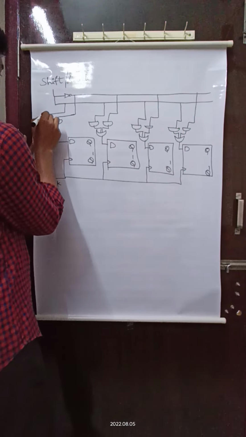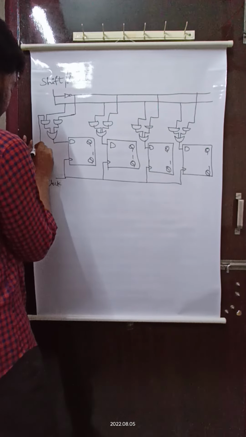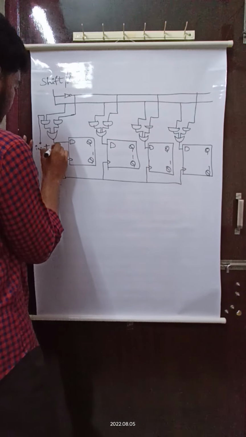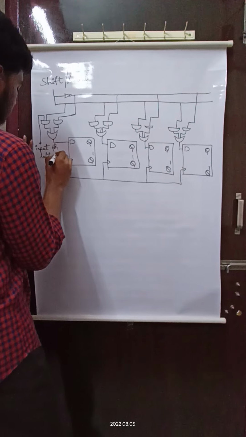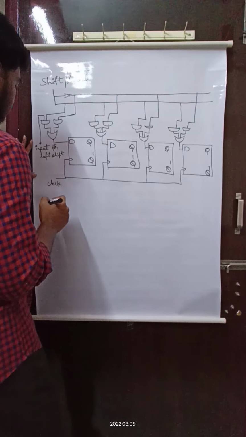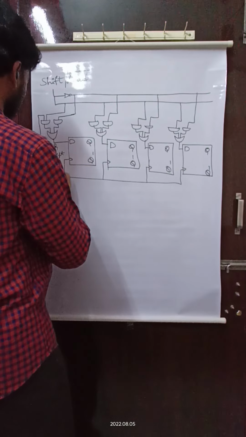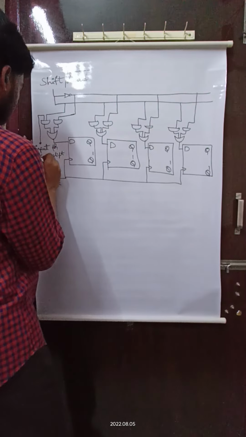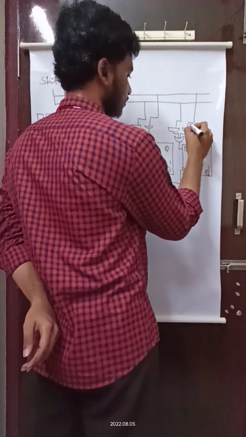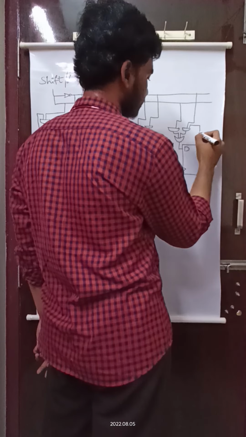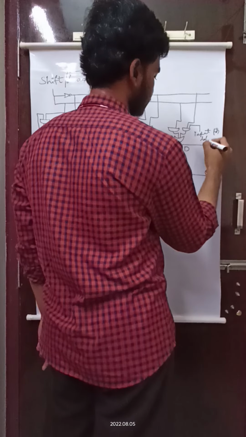Here the other input of the first AND gate in the first flip-flop is taken as the input for right shift. Here the second AND input is the input for left shift.